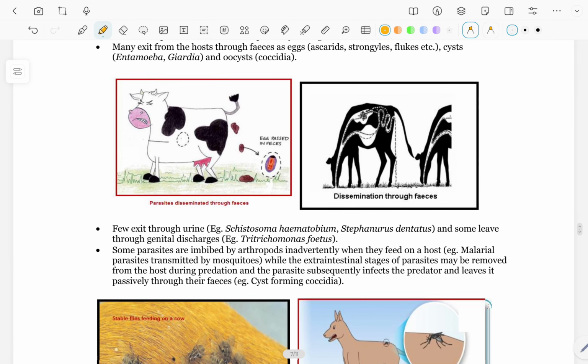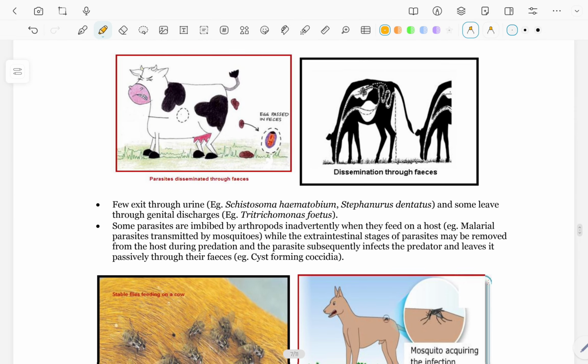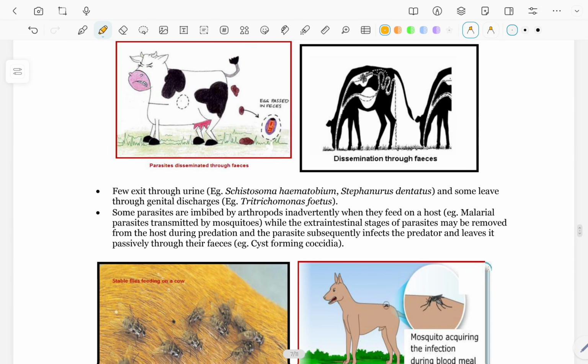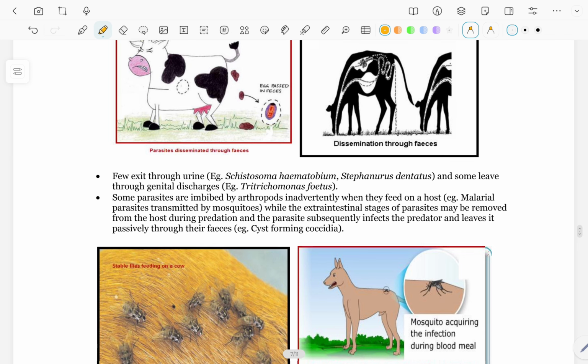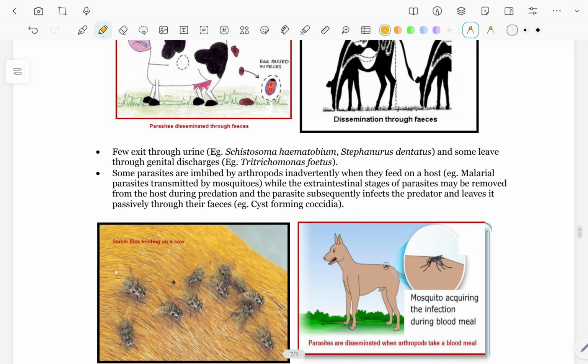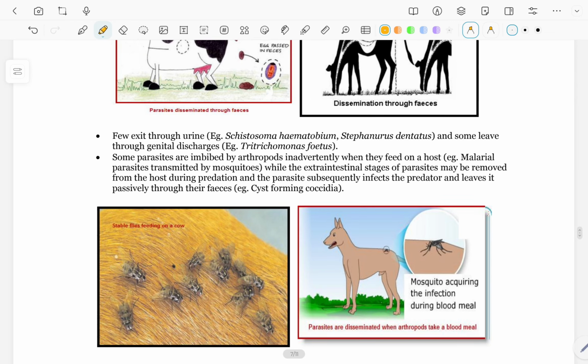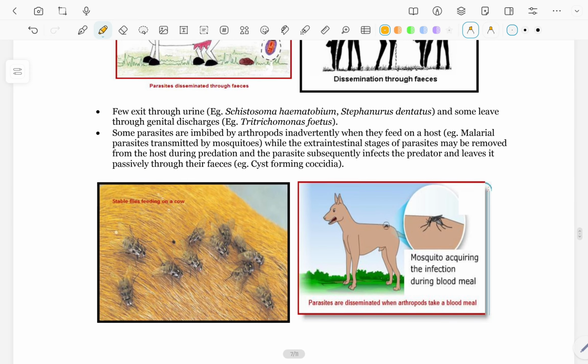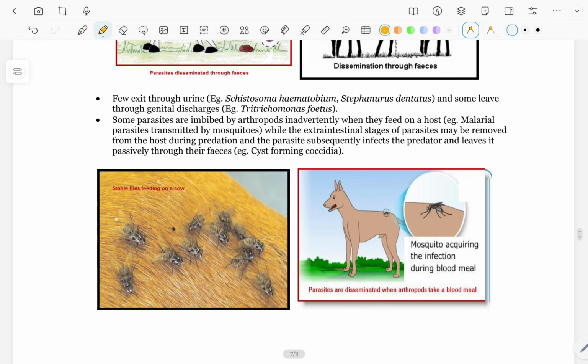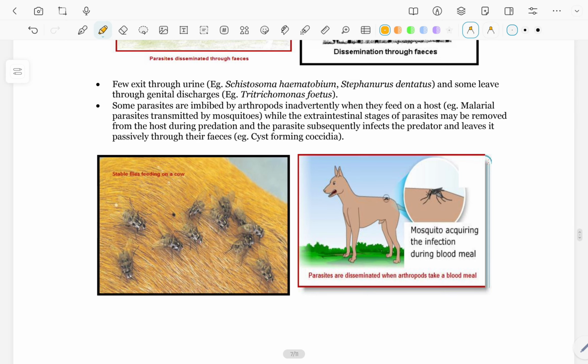Few exit through urine. Example: Schistosoma haematobium, Stephanurus dentatus, and some larvae through genital discharge. Example: Tritrichomonas foetus. Some parasites are ingested by arthropods inadvertently when they feed on a host.